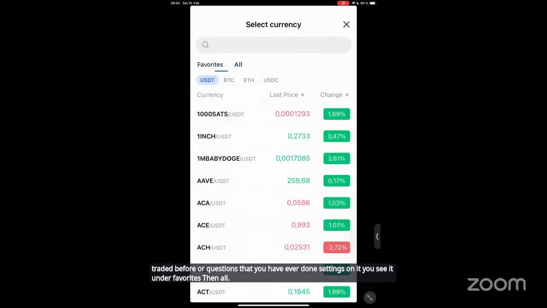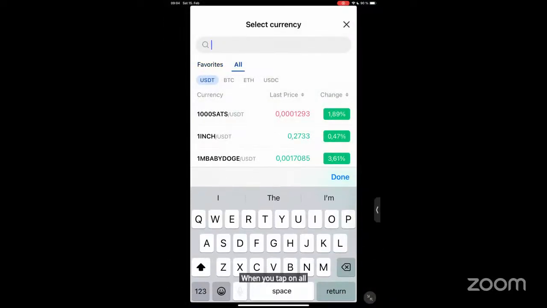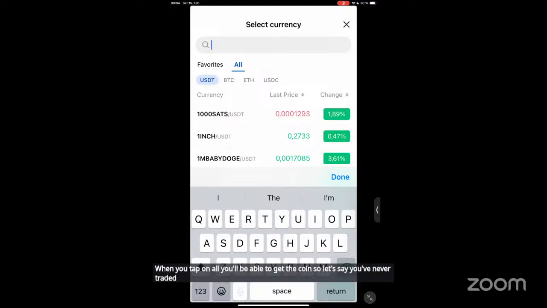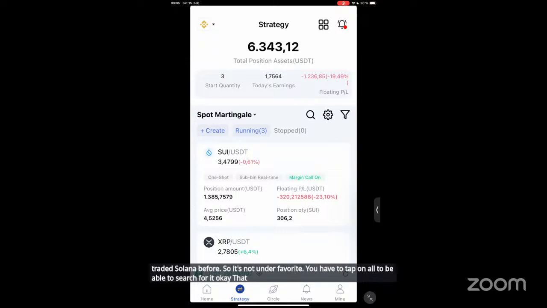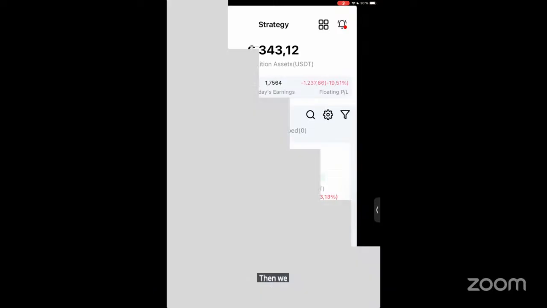When you tap on all, you'll be able to get the coin. So let's say you've never traded Solana before, so it's not under favorite. You have to tap on all to be able to search for it. Okay, that is it over there. Then we have create, we have running, we have stopped.